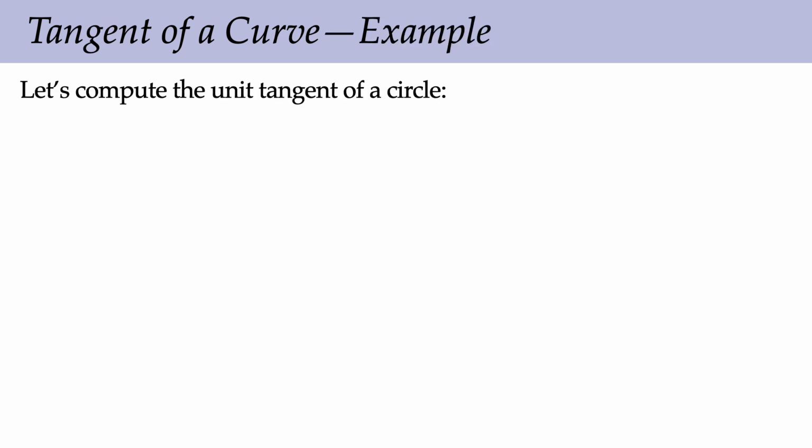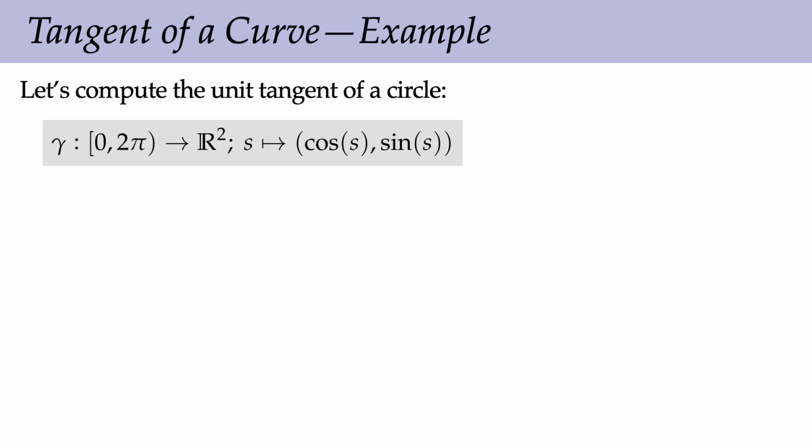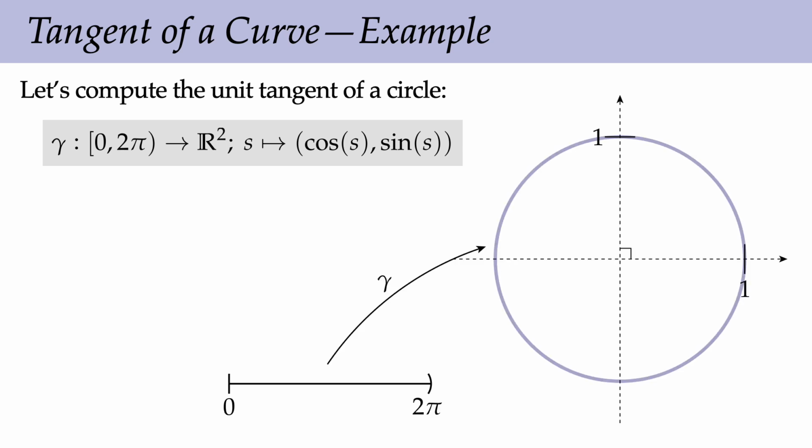Okay? Concrete example, let's compute the unit tangent of a circle. So we have our favorite curve gamma that goes from the interval 0 to 2 pi by taking s to (cosine s, sine s). Okay, looks like this. Hopefully you know what a circle looks like. And what is the differential? Okay, we can compute this just in the usual way. We've been talking about the exterior derivative, the differential all along. Okay, well, we take the partial derivatives of each of the components, cosine s and sine s, with respect to s, and multiply by the basis one form ds. So we get (minus sine s, cosine s) times ds.